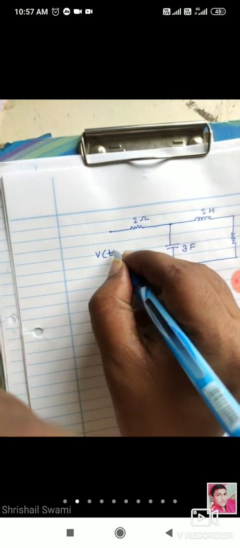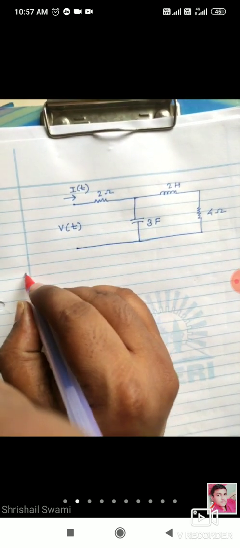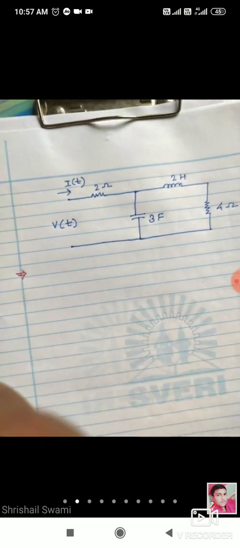Can you solve this now and tell the answer? Same network is there, only the position of the components has been changed. 2 ohm, 2 H, 4 ohm and 3 F, and they have given the variable v of t and this is i of t. So this much is given as an input. Start to solve. मला नाही वाटत हे अवघड जाणार आहे. Same concept is there. You can start.